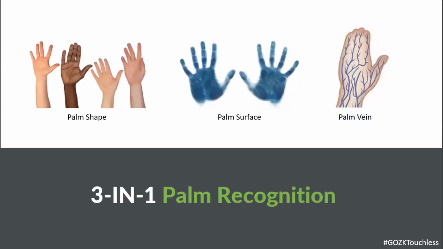Also, as I've specified before, the readers have palm recognition. It is a 3-in-1 palm recognition. The color camera determines your palm shape, and the infrared recognizes your palm surface and the palm vein as well. Recognition of the palm takes about 0.3 seconds.